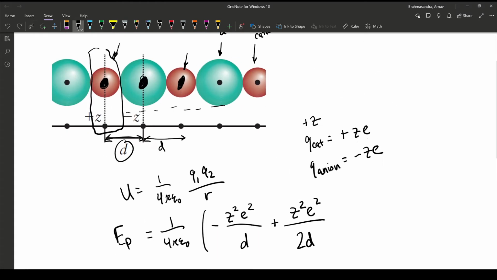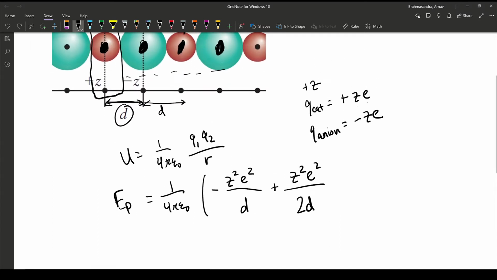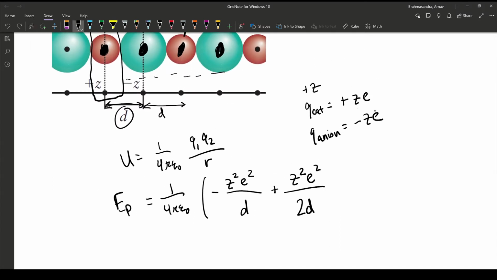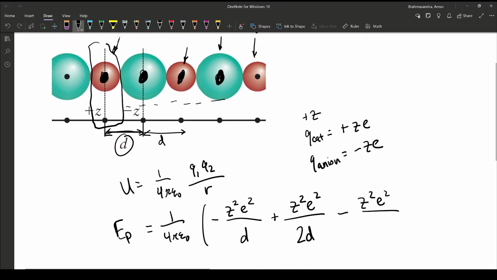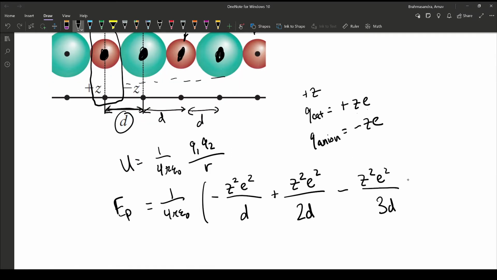Next, we have our cation interacting with this anion again, but at a different distance away, right? Again, when we multiply our charges, we get minus z squared e squared, but our distance away is going to be d, and then one more d, right? So we have 3d for our distance away. And we can see that this is going to continue because it's an infinite lattice.